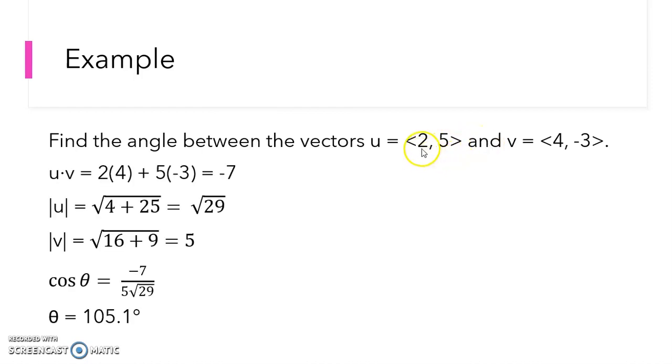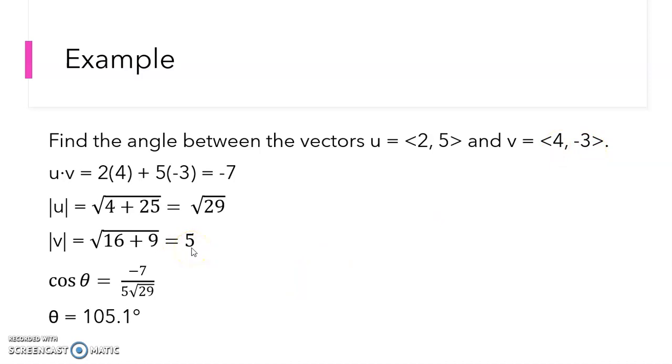For u dot v, I got 2 times 4, which is 8, plus 5 times negative 3, which is negative 15. When you add them, you get negative 7. For the magnitude of u, I did 2 squared plus 5 squared, and the square root of that, which is the square root of 29. And for the magnitude of v, I got 4 squared plus negative 3 squared, which comes out to be 5.